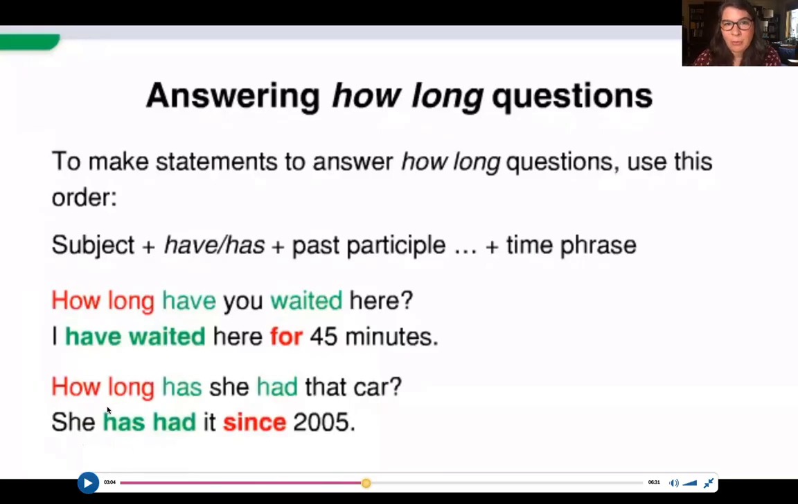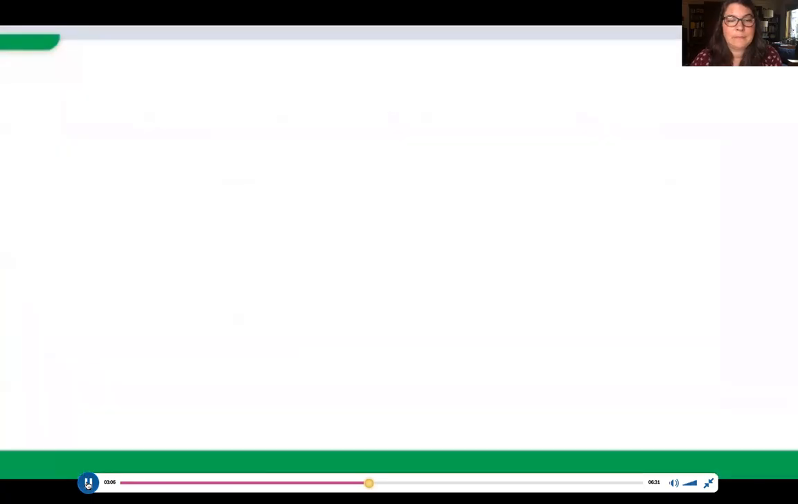This is like a helping verb, okay? This tells you it's present perfect, and this is the main verb to have or to own something. You could say she has owned it since 2005. She has had it. This is the main verb. This is the present perfect helping verb, okay? And here it's since 2005, or you could say for 16 years, okay? We're going to look at the difference between for and since in a moment.